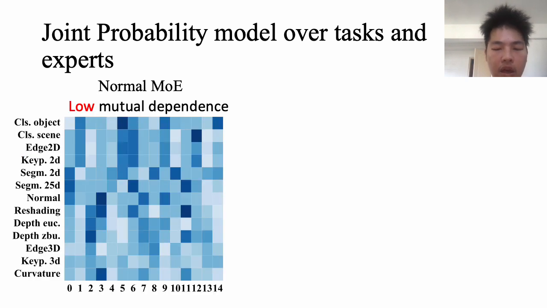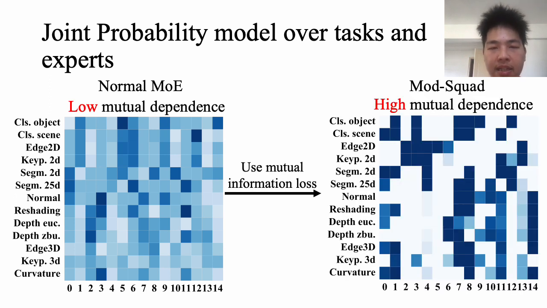So here is a visualization of how this works. For the normal MoE structure here, all the experts will likely be used for all the tasks. Here, the x-axis is the expert and the y-axis is the task. And if we use mutual information loss here, we can achieve something like this. It has a high mutual dependence between the expert and task. So, for example, if we are doing object classification, we are likely to use experts 1 and 3. It is a very sharp and sparse relation between them.